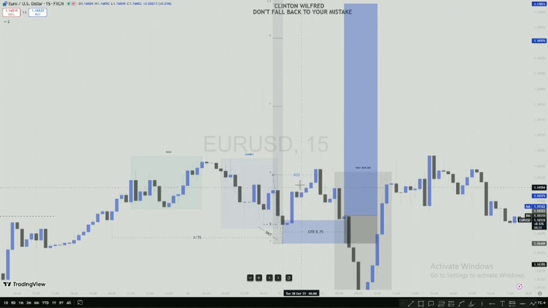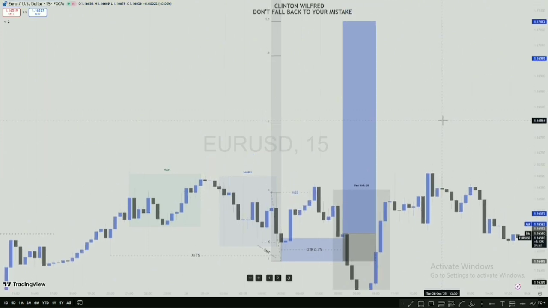So we have price breaking market structure to the upside for a bullish presence. Then I waited for price at the OTE level, 0.75 level, and price reversed and rejected off that level. So I was looking for buys and I reached about $9 on this trade. Then in less than 15 minutes I got wiped out from the market.